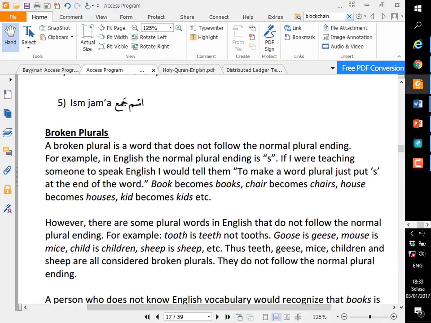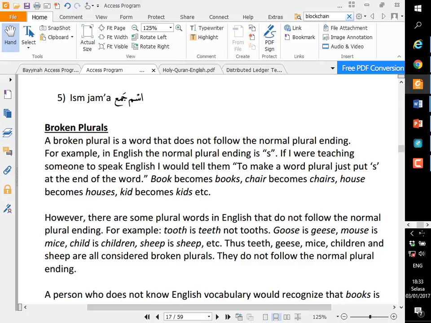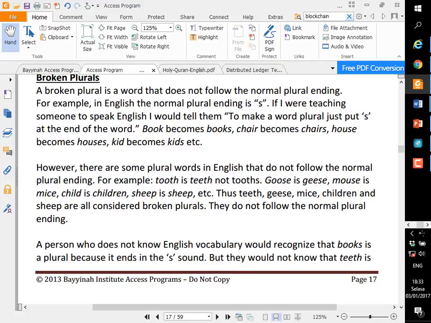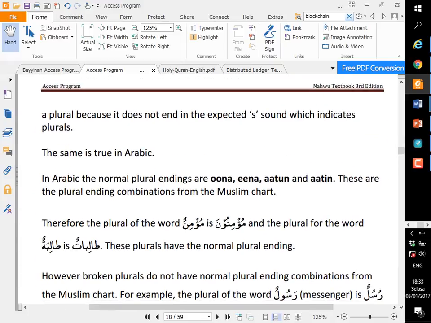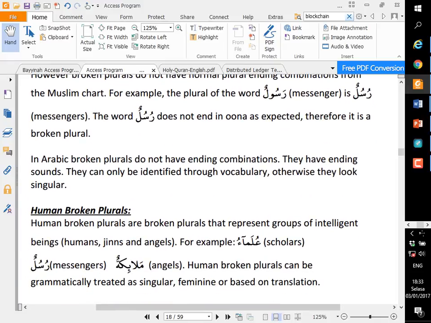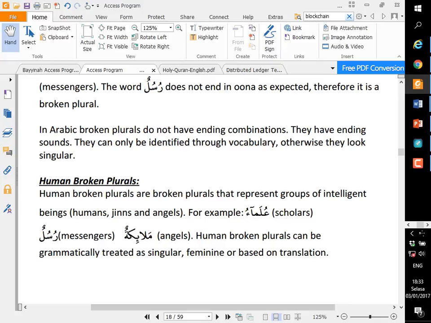For broken plurals, as an example in English, we usually add s. Book becomes books, it's regular in English. But tooth becomes teeth, or child becomes children. For human broken plural, first we should determine what kind of word it is. It should represent intelligent beings: human, jinn, malaika, angels. For example, ulama, malaika, rusulun. These are all human broken plurals.